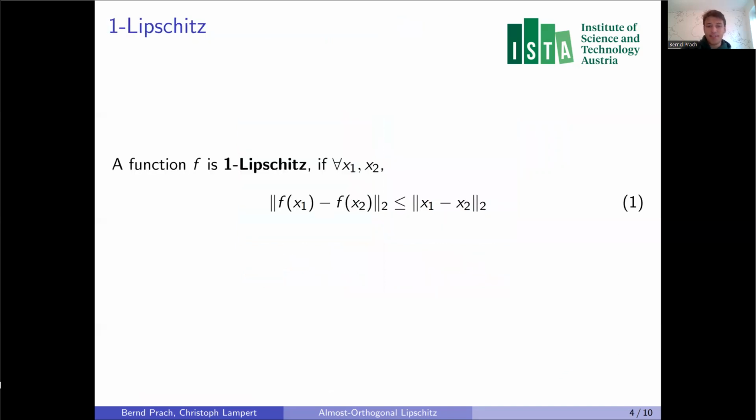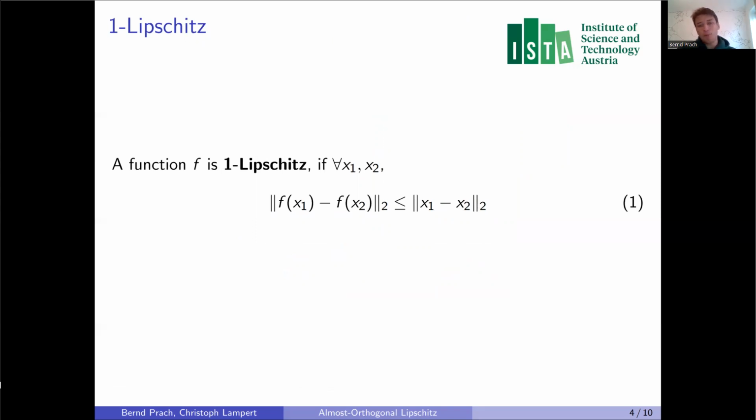One way of achieving this is by using layers that have a small Lipschitz constant. We call a layer or function one-Lipschitz if for any two inputs, the difference of the corresponding outputs is at most as big as the difference of the inputs.